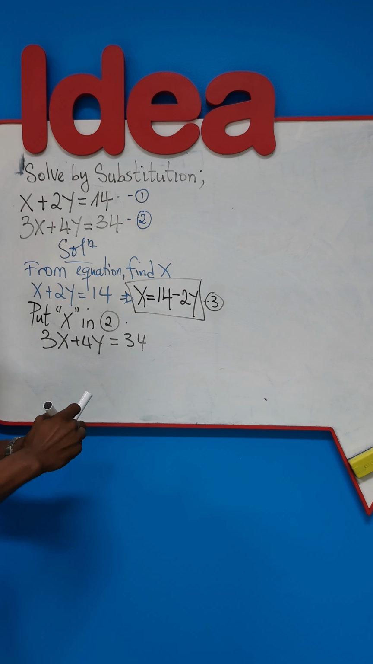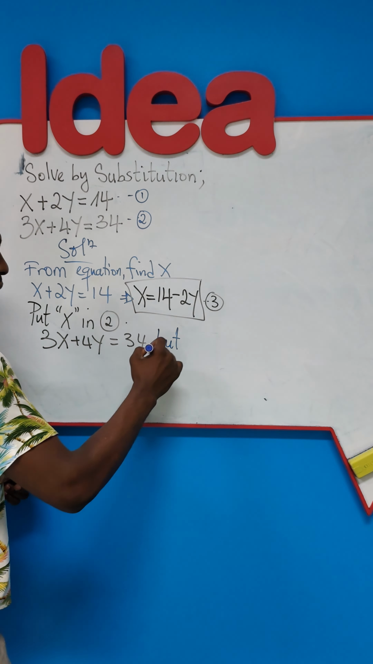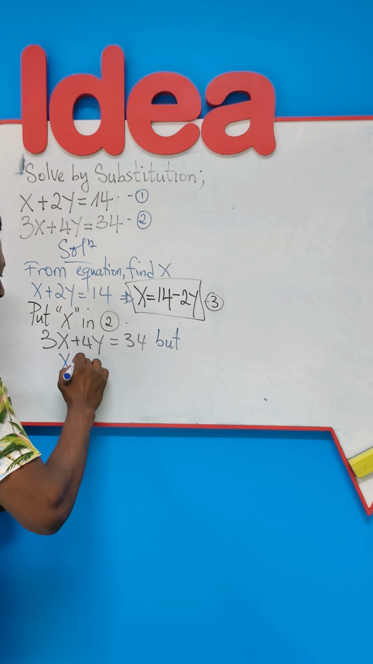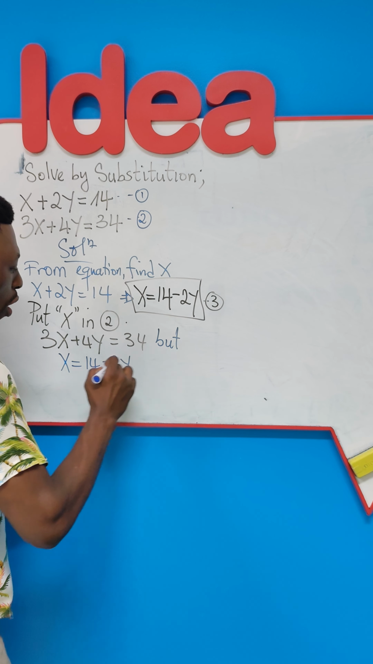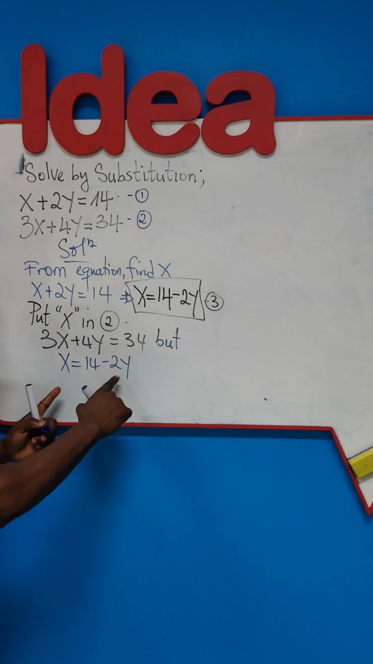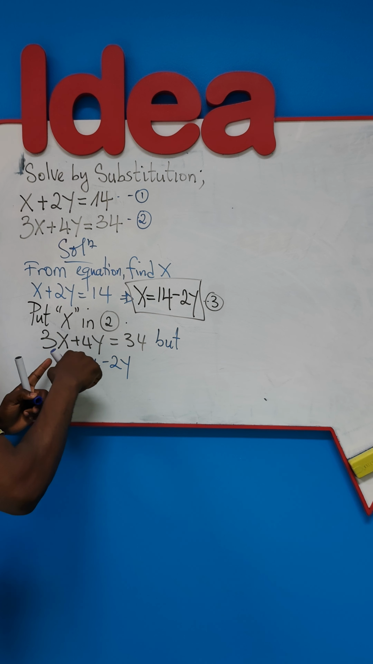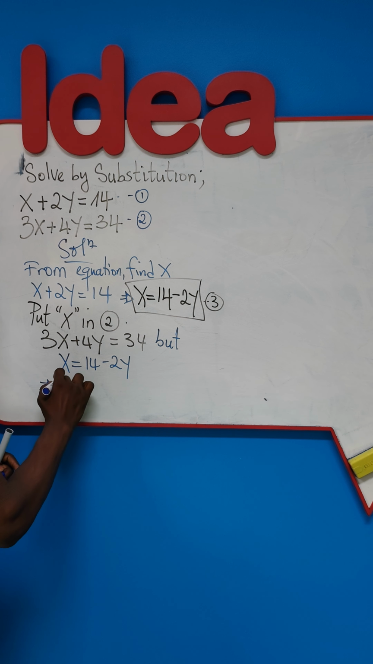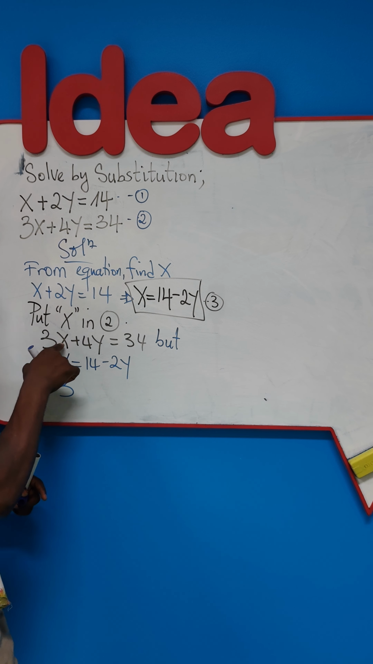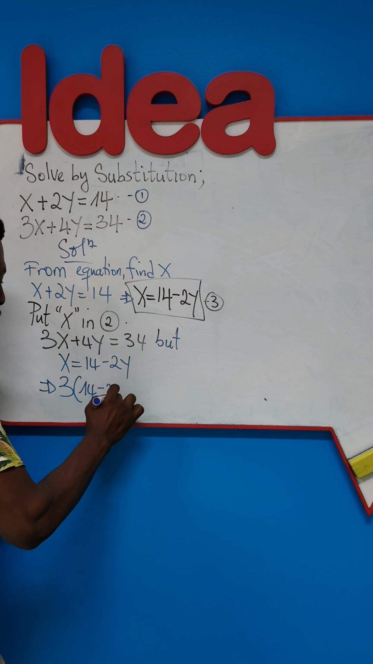All right, but I'll make a very important statement here and say, but we already found x, but x already is equal to 14 - 2y. All right, so this signifies that everywhere in equation 2 where I will see x, I won't write x anymore, but I will write all of this, okay? So this implies that instead of again writing 3x, I will write 3(14 - 2y).